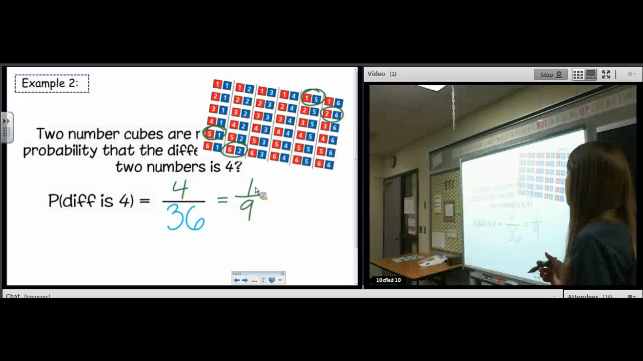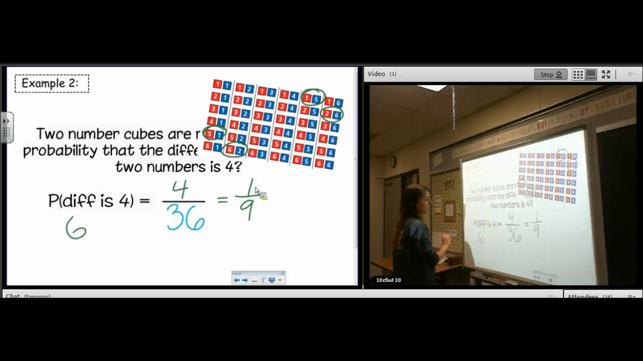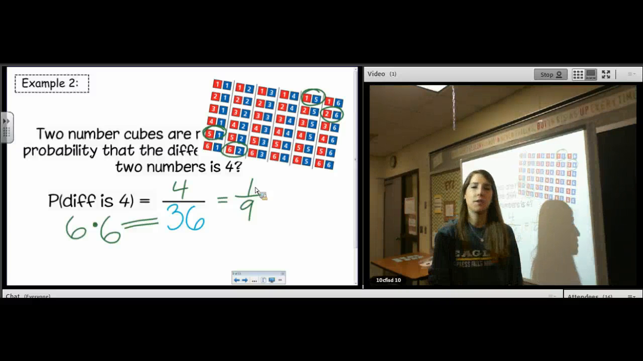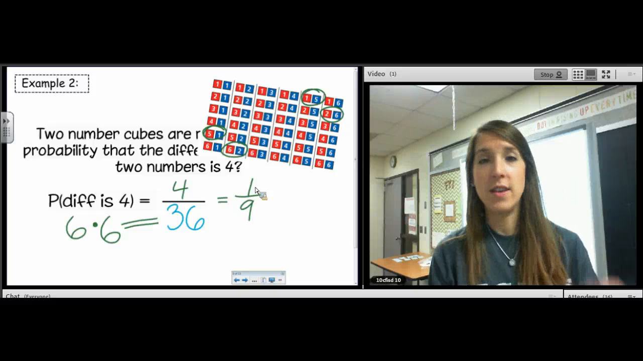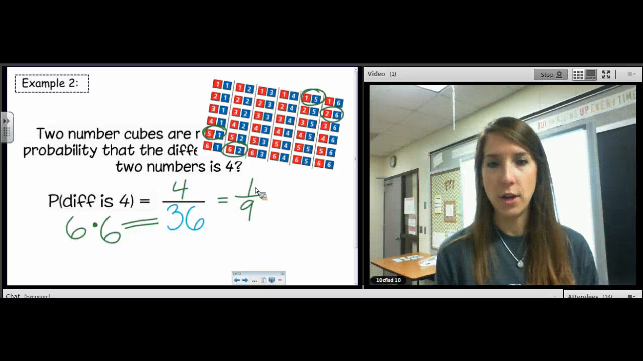Another way you could think about the sample space is: how many options are there for die number 1? There's 6 options. And how many options are there for die number 2? There's 6 options. So if you didn't have this visual on your worksheet, that's how you would have gotten the denominator. On this die there's 6 options, and on this one there's 6 options. I've got a total of 36 options.